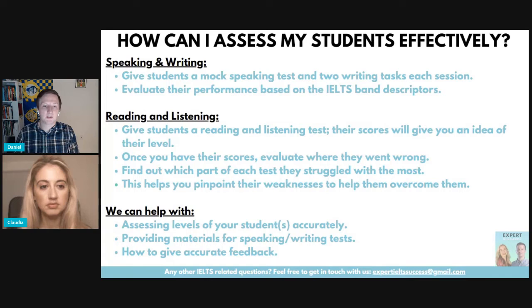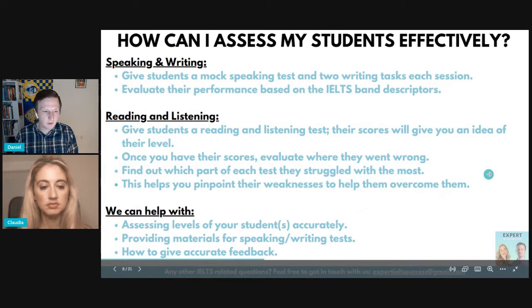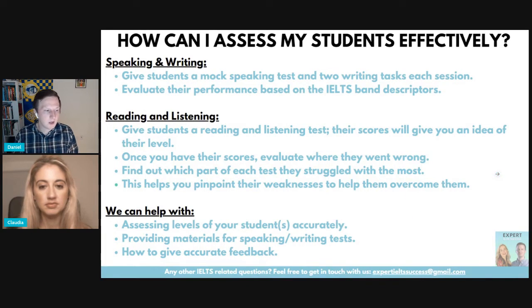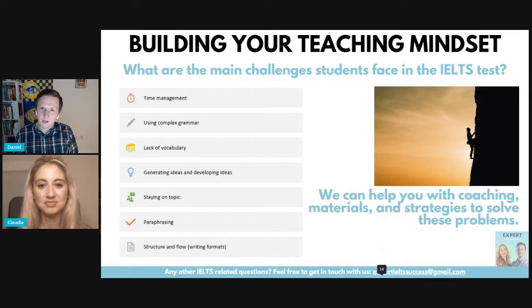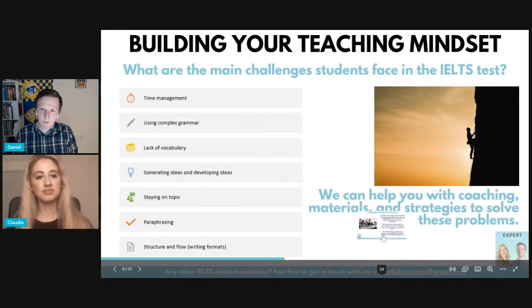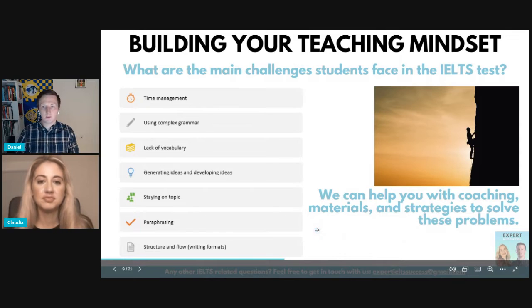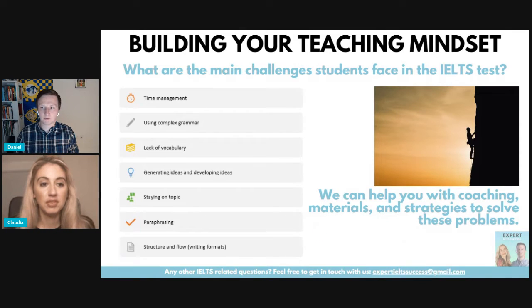So we'll help you with these, and we'll go over these in more detail with you on the program in the sessions. But we just want to show you how you can help with this part of the assessment, which is very important. So we need to build a good mindset as a teacher, and we need to help our students build a strong mindset as well. So Claudia, how could we do this? How could we help build mindset with our students?